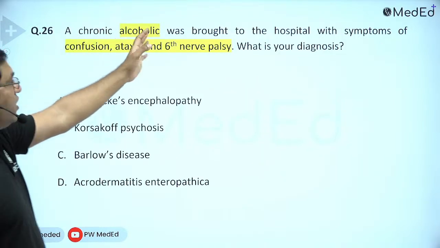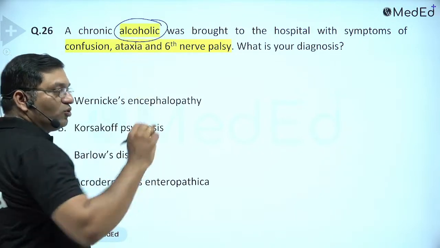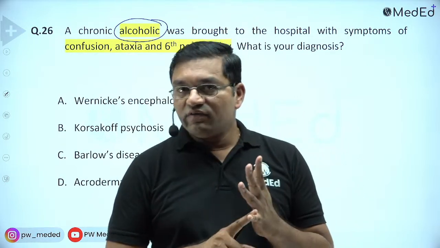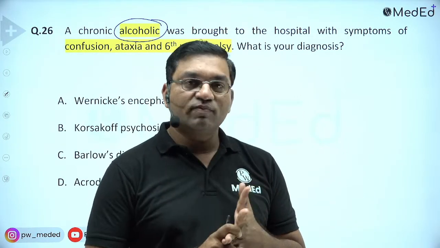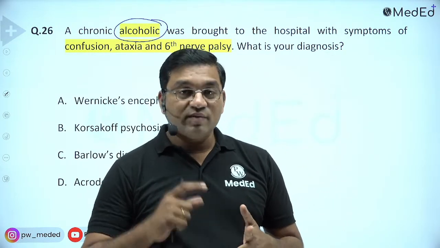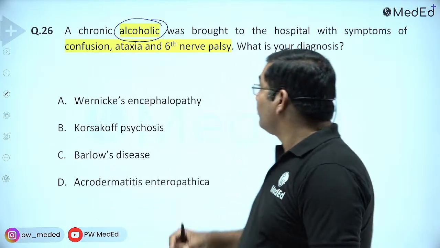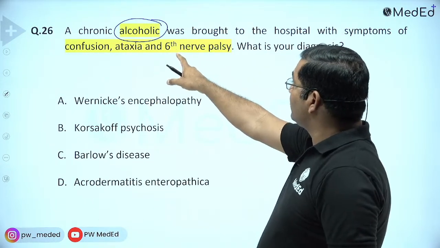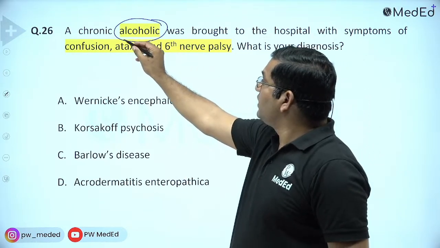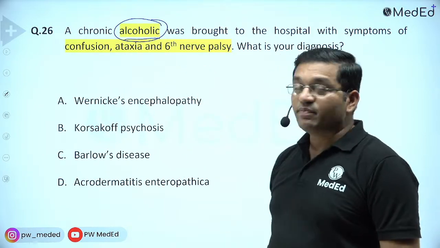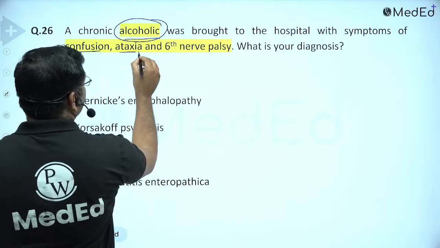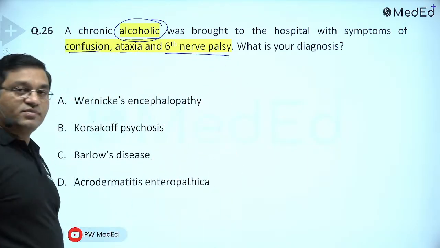See, chronic alcoholic. If alcoholic, there are many diseases related to alcohol, such as fatty liver and cirrhosis of liver. Alcohol precipitates gout. Alcohol also precipitates thiamine deficiency, which causes Wernicke's encephalopathy and Korsakoff psychosis. Now see the symptoms: confusion, ataxia and sixth nerve palsy, meaning ophthalmoplegia.